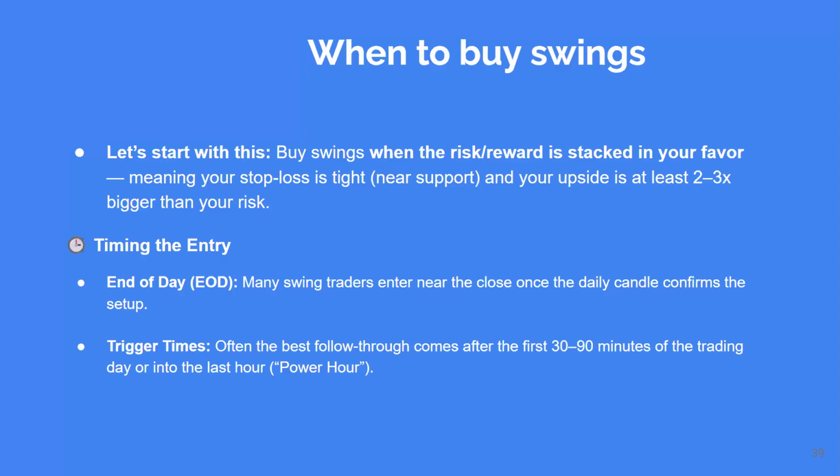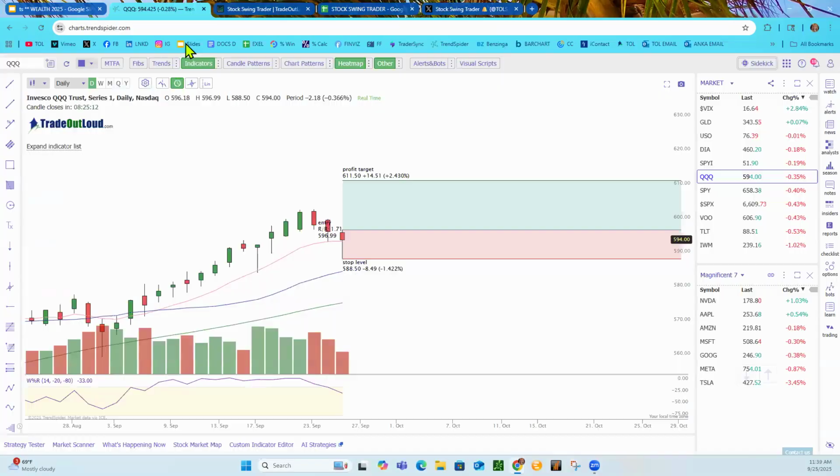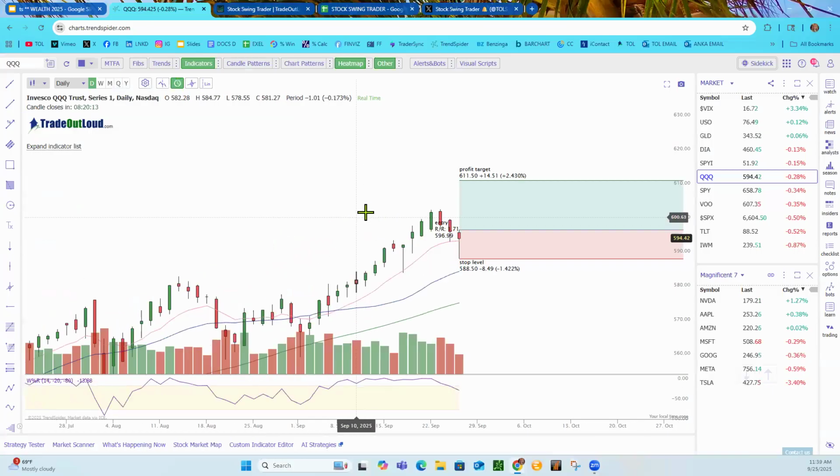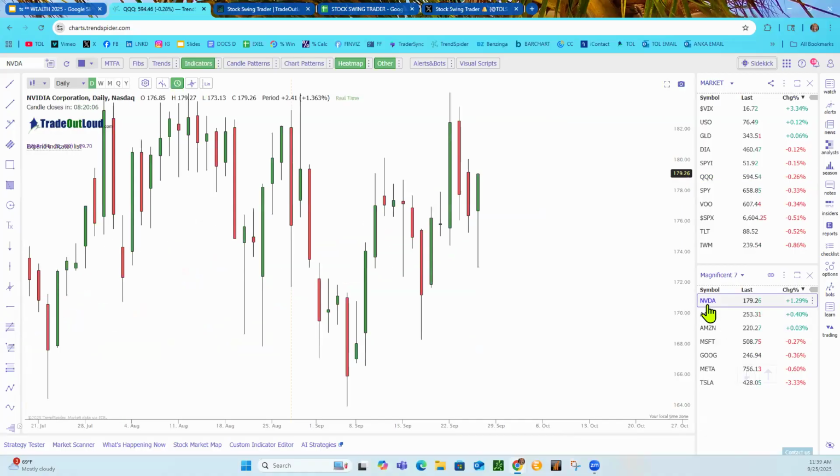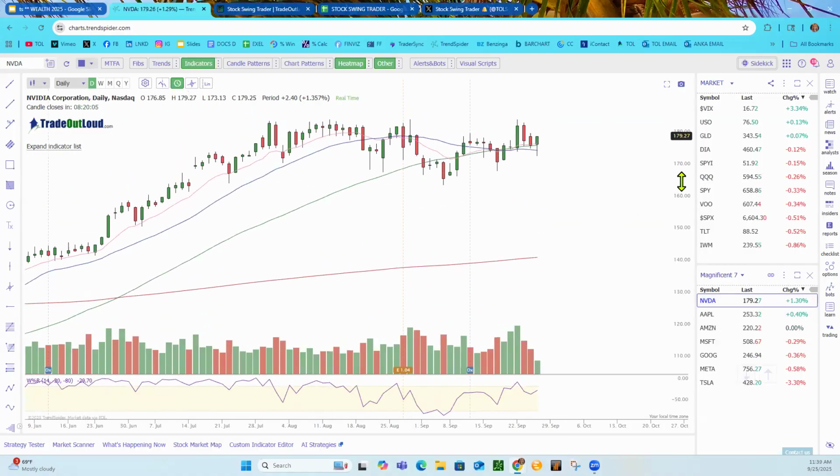Now, timing the entry. A lot of times I like to use the end of the day, and this is the suggestion that I made in the Qs. What I said is wait until the Qs close, right? These are the Qs over here. Wait until the Qs close, or any stock, for example, Nvidia. Let's talk about Nvidia. Nvidia is very bullish.